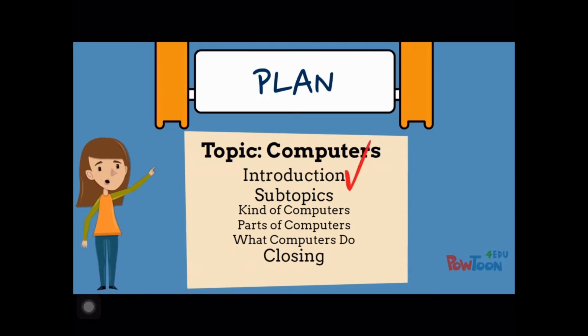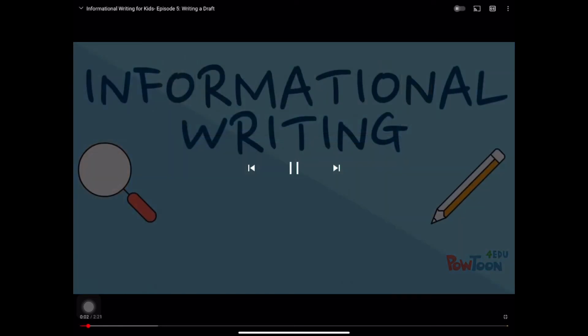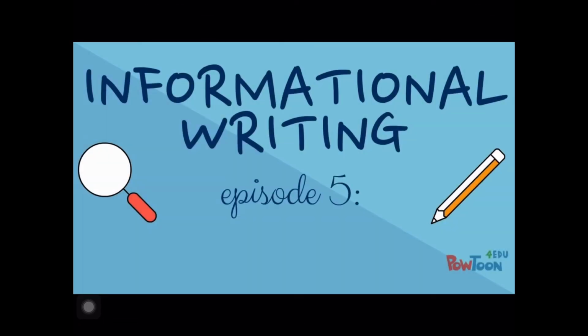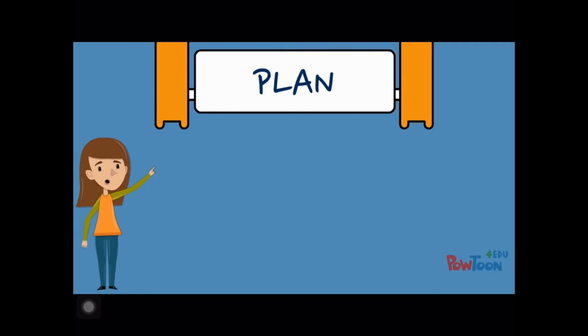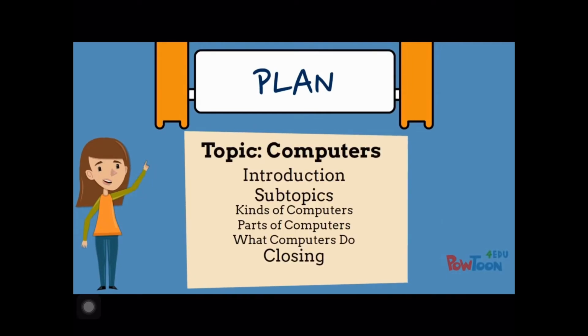Now, my introduction is finished, and I'm ready to start writing facts about my topic. Check out Episode 5 to see how I continue writing my draft. Informational Writing, Episode 5, Writing a Draft. I'm writing an informational book about computers. This is my plan. I have already written an introduction, so now I'm ready to continue my draft.